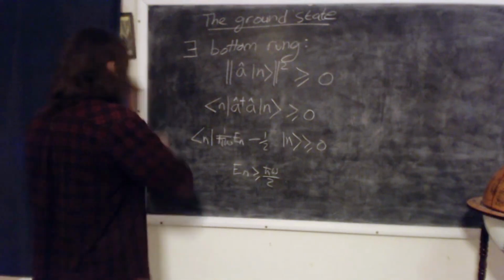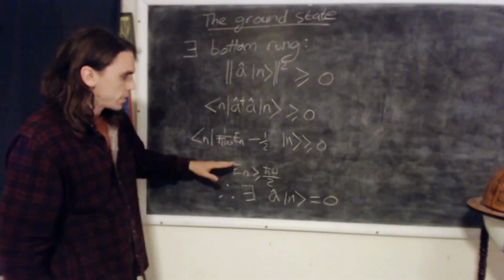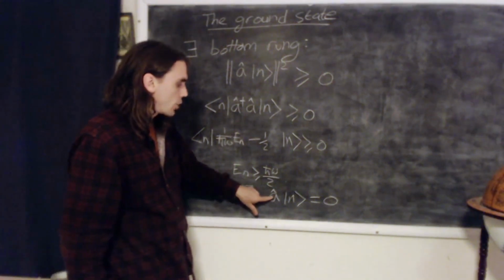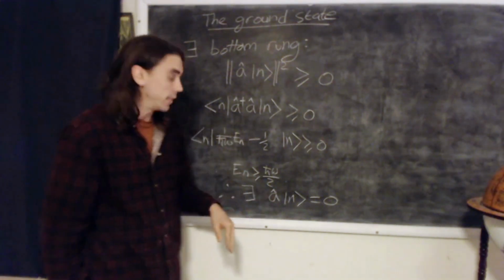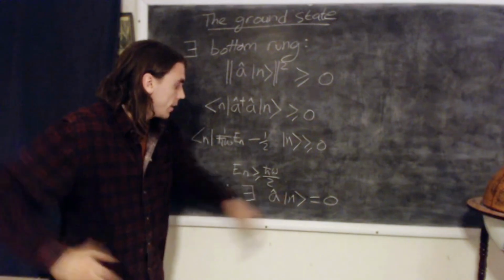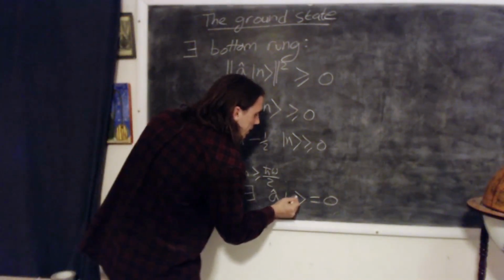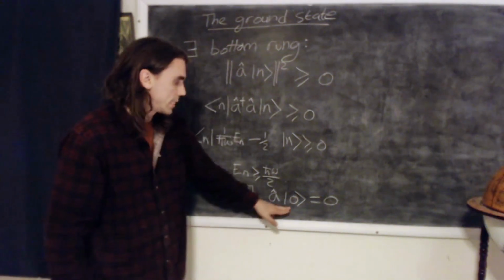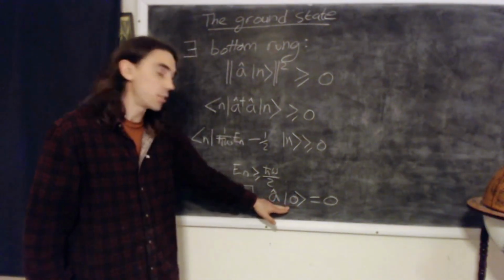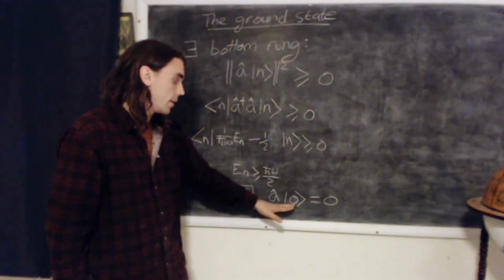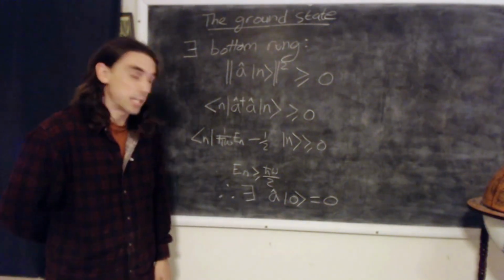Okay, so the existence of a bottom rung of the ladder means that if we act the annihilation operator, the lowering operator, on that state, this is a particular n now. We'll call this state n equals 0. So this is a ket |0⟩. It's not the number 0. It's just a ket, a state in the Hilbert space labelled by the number 0, because it's going to be the ground state of the system.